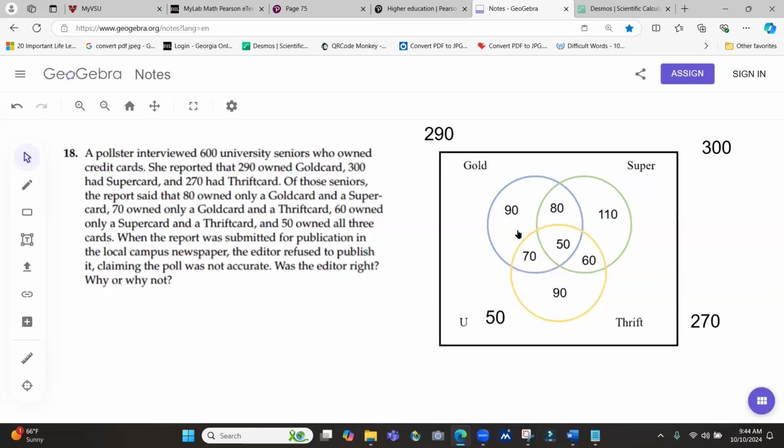The reason this editor, who probably doesn't understand Venn diagrams very well, thought it was wrong is because of these people. Guys, let's read what they're saying. A pollster interviewed 600 university seniors who owned credit cards. Okay. Now, what do you think? Is that acceptable or not?